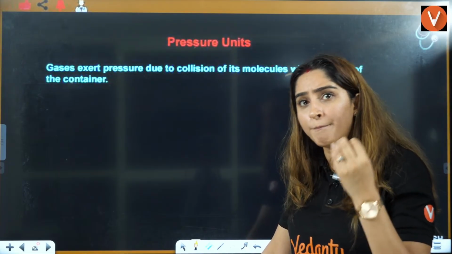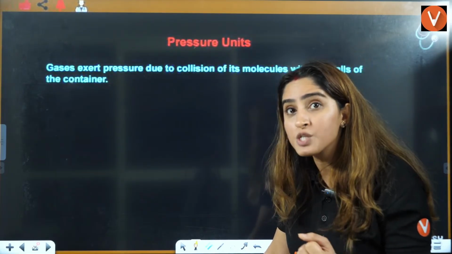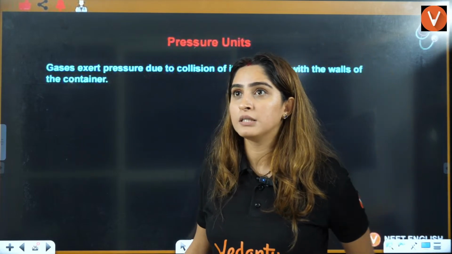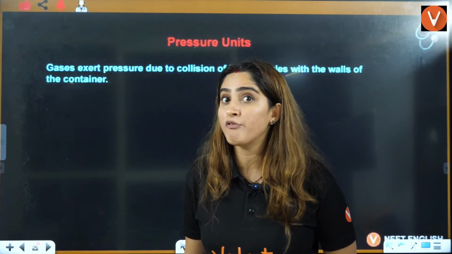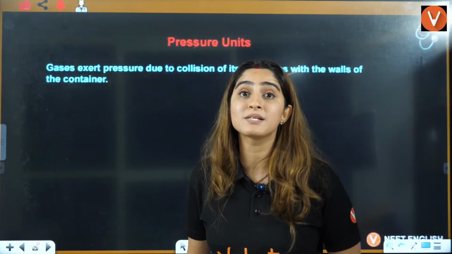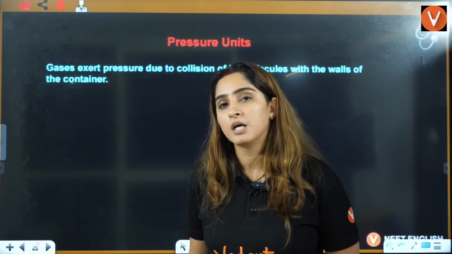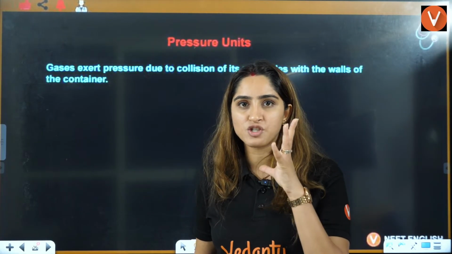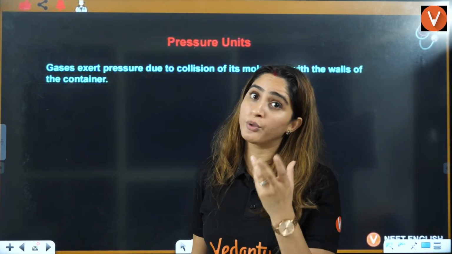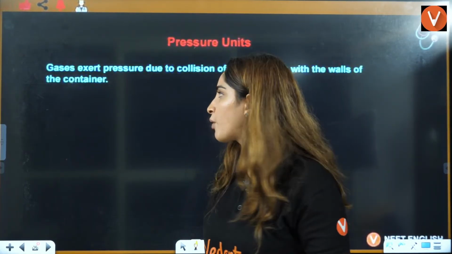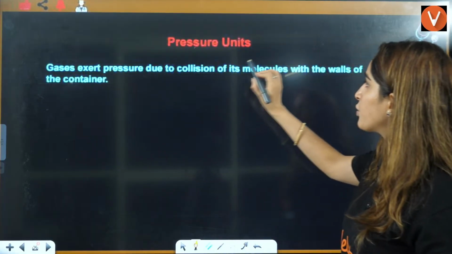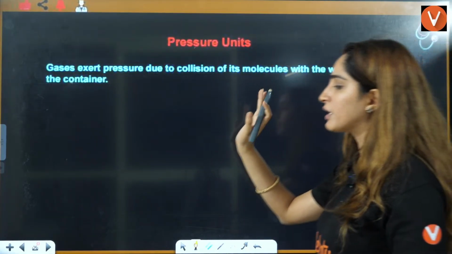For example, you have bar, you have atmospheric, pressure units are also mm of Hg. So many units you must have seen in physical chemistry. So that is the main catch: conversion, which unit to use where. These things are important. So gases exert pressure due to collision of their molecules with the walls of the container.